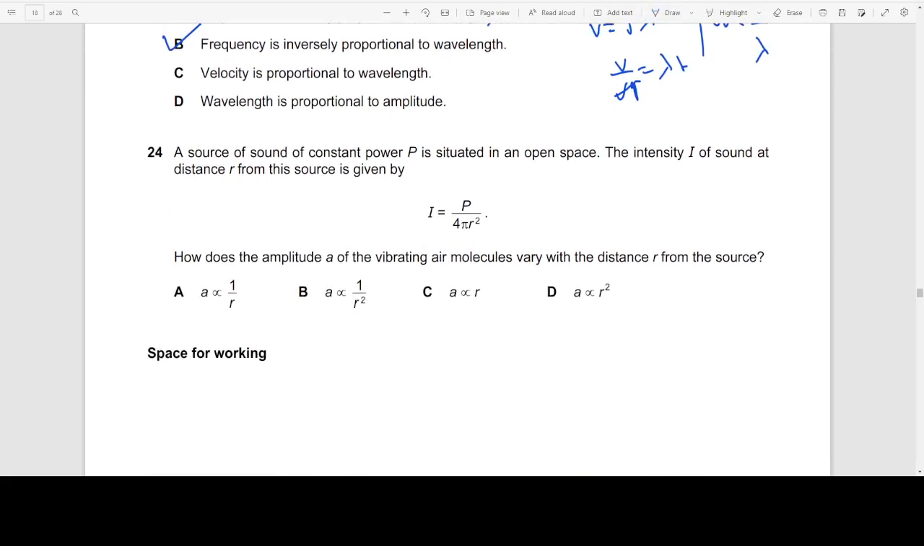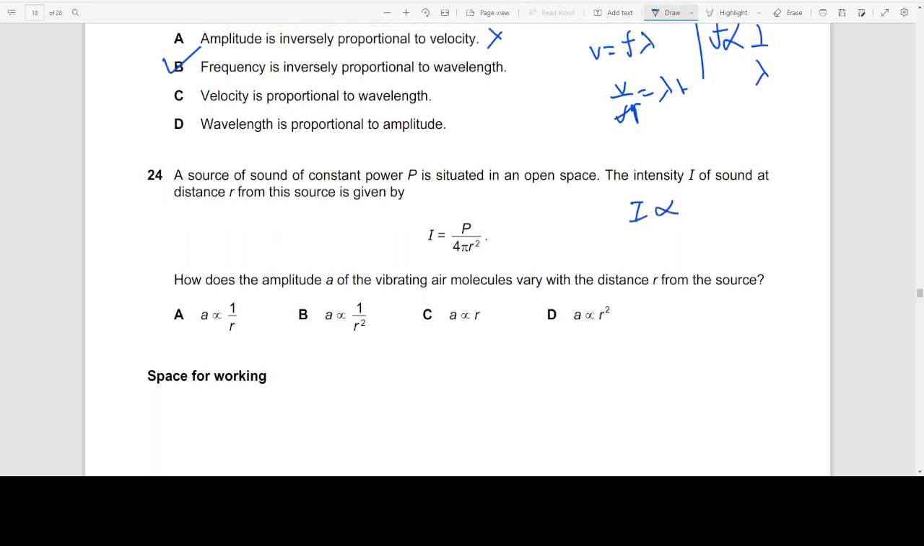A source of sound of constant power P is situated in an open space. Intensity I of sound at distance r from the source is given by this. How does the amplitude A of the vibrating air molecules vary with distance r from the source? This is also a theory based question. We know that intensity is proportional to A squared, so instead of I we can write A squared here. So A squared is proportional to 1 upon r squared, which means if you take the root of both sides, A is proportional to 1 upon r, which is option A.